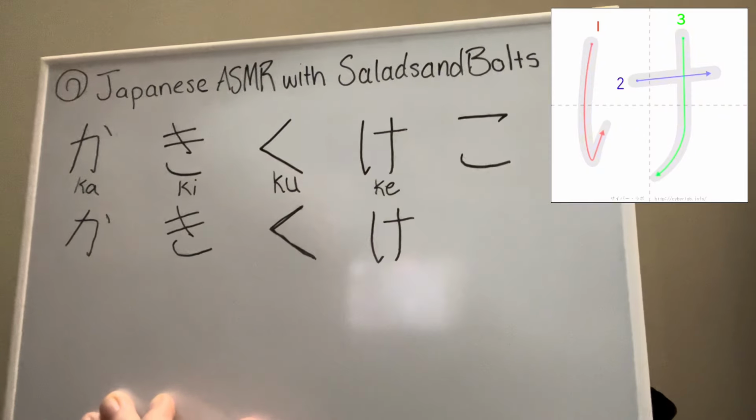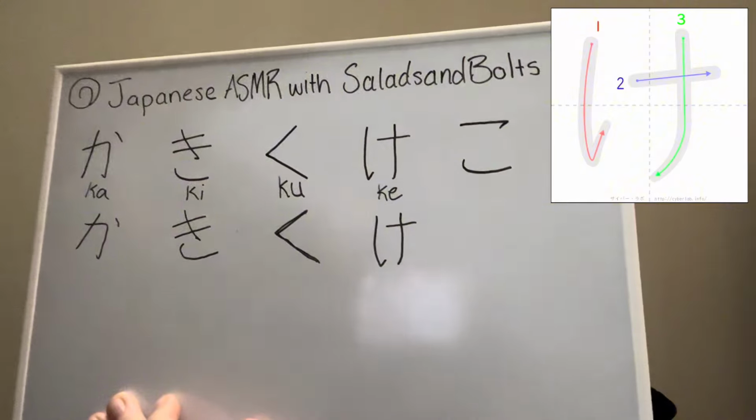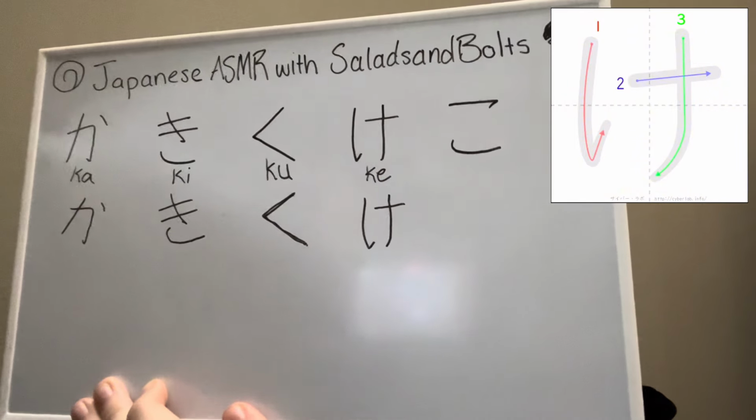Why is there a glare? I don't know what that is. Why is there a glare? Oh, it's my phone screen.